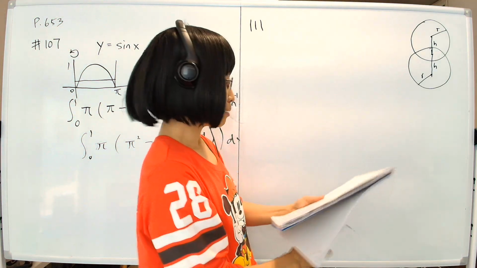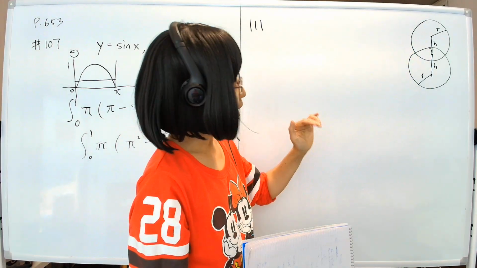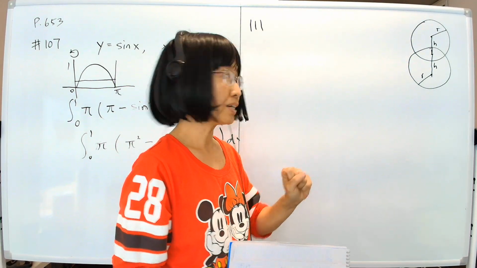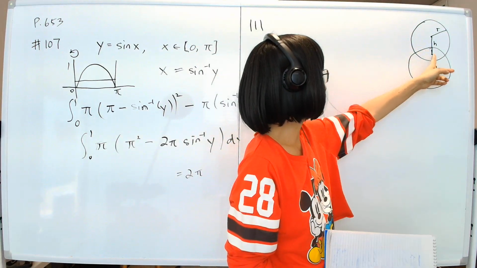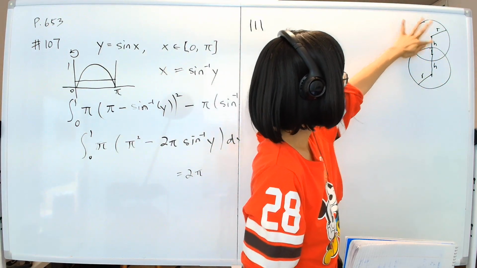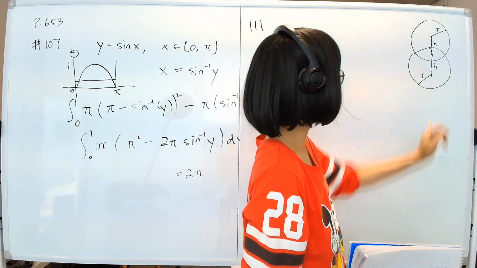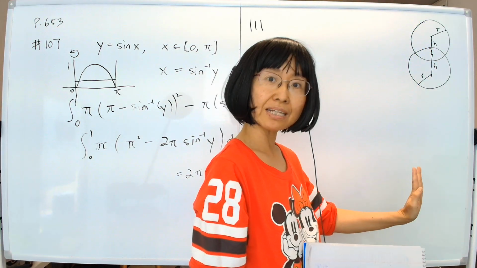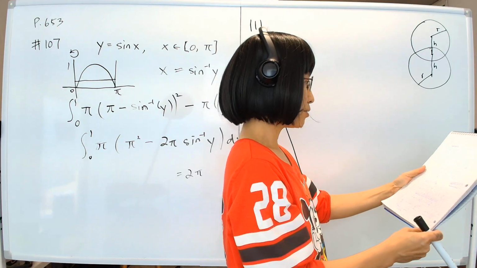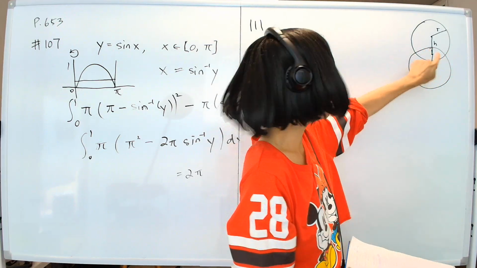Next, let's look at problem 111, which says you have two circles, and they are actually two spheres. They intersect in such a way that the distance from the middle of the intersection to the center of the spheres is h. So the total distance between their centers is 2h. Now the question is, what is the volume of this intersection, a football-shaped object?